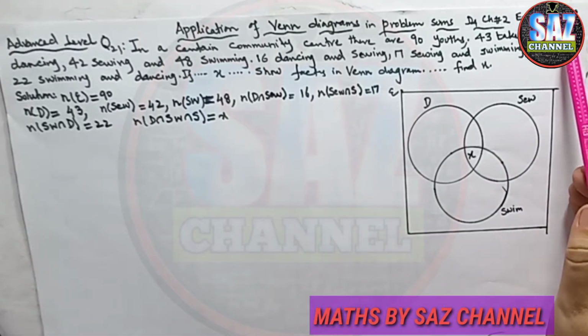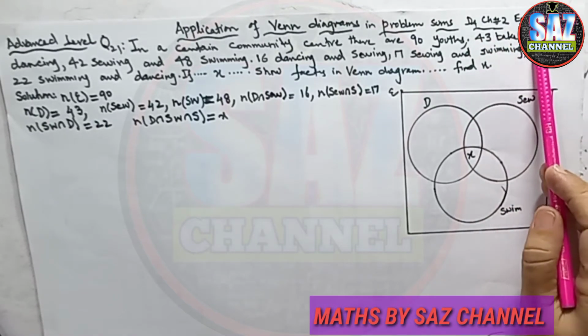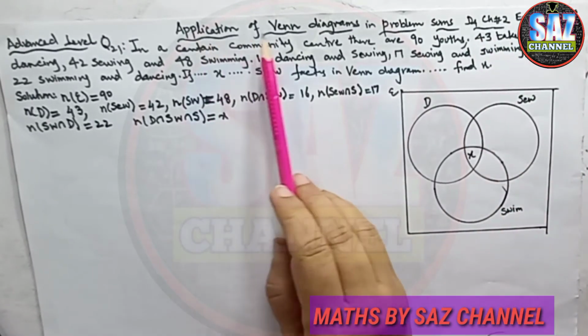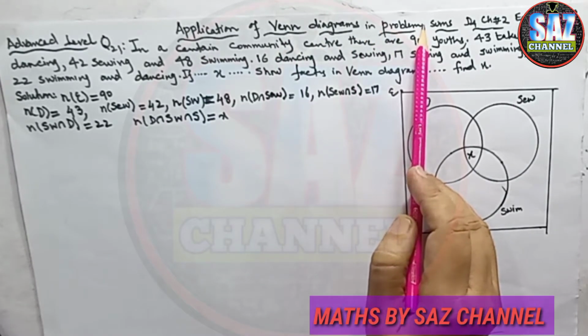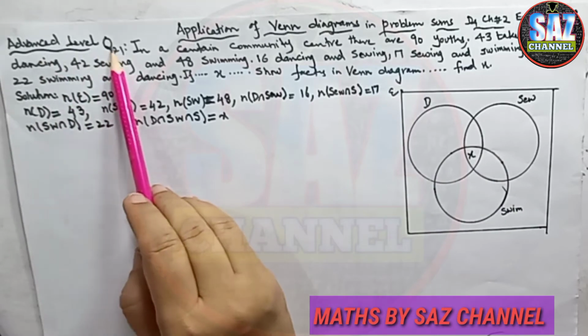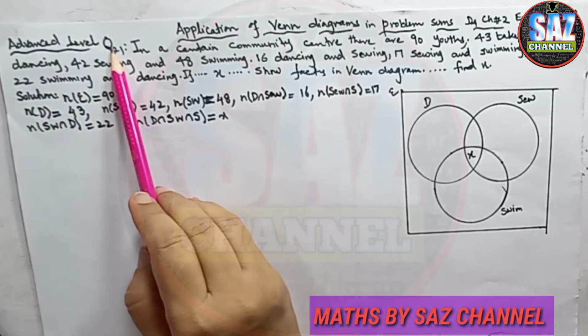This is my ninth lesson of D4 chapter number 2 exercise 2a, that is about application of Venn diagram in problem sums. In this lesson I will solve advanced level question number 21. Let's read the question first and understand and underline important terms of the question.